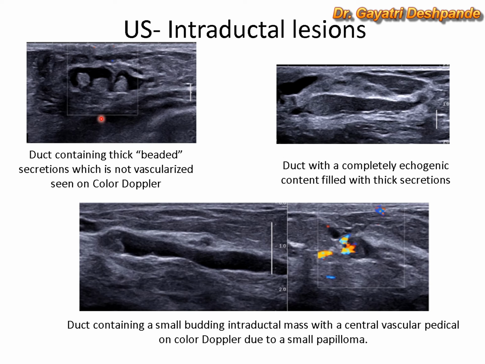This is an image which shows thick beaded secretions inside the duct which are not vascularized on color Doppler. The second picture shows a duct which is completely echogenic, with thick secretions. However, in this picture, the duct contains a small intraductal mass which had a central vascular pedicle on color Doppler, which was a small papilloma.